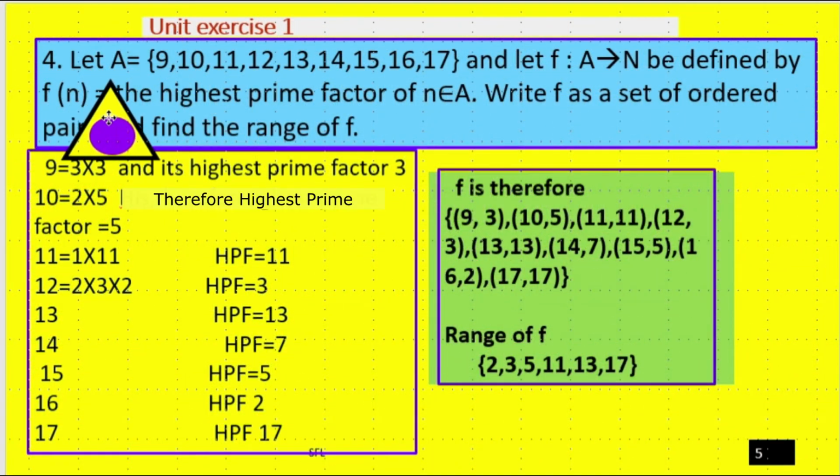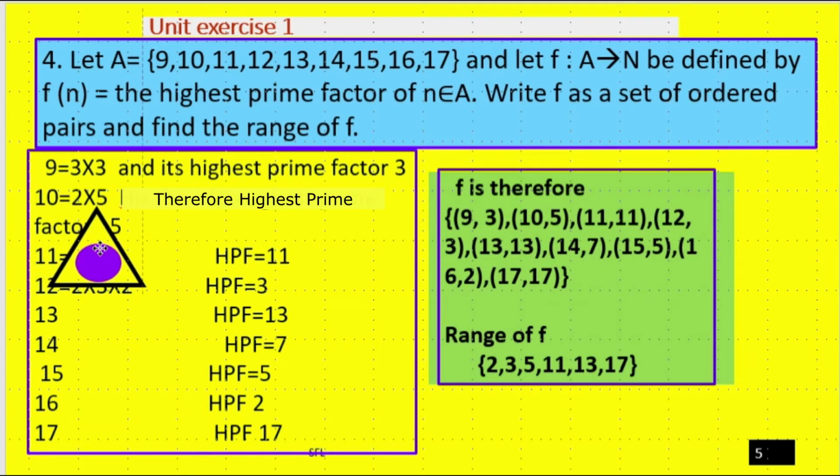Question number 4. Let A = {9, 10, 11, 12, 13, 14, 15, 16, 17} and let f: A → N be defined by f(n) = the highest prime factor of n. Write f as a set of ordered pairs and find the range of f. Here the elements are given from 9 to 17. The function is the highest prime factor of this number. So first number 9. 9 is 3 × 3. Highest prime factor is 3.